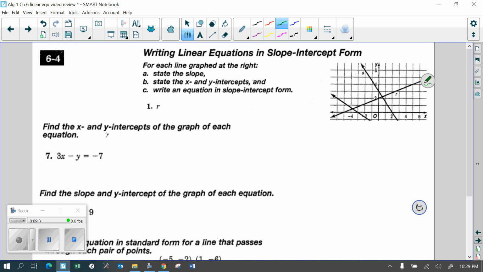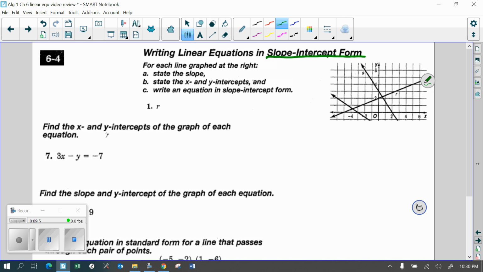Okay, next page. Writing linear equations in slope-intercept form. So we just did point-slope form and standard form. Now we're going to go ahead and write it in slope-intercept form. It says for each line graphed to the right, I'm only doing one problem, state the slope.